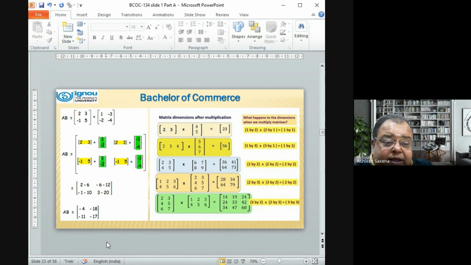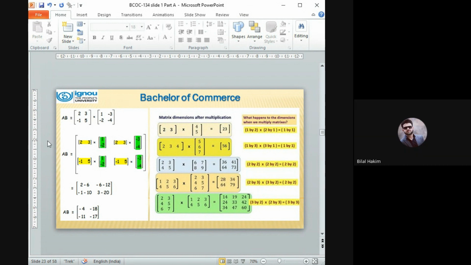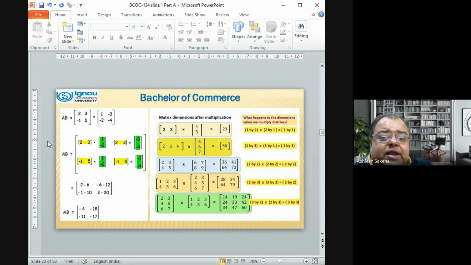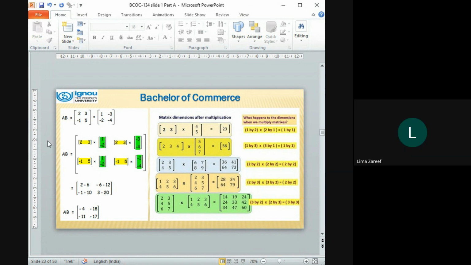How many columns are there in matrix A? Where is matrix A? This is the matrix A. And how many columns are there in matrix B? In both of them, there are two columns.